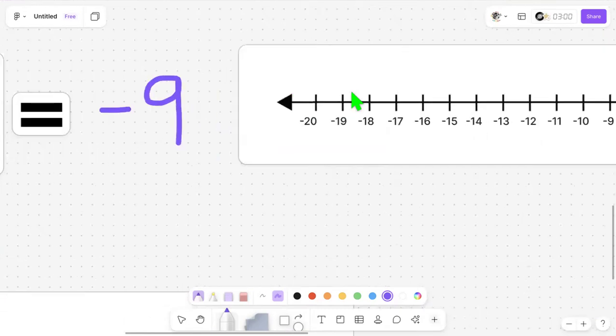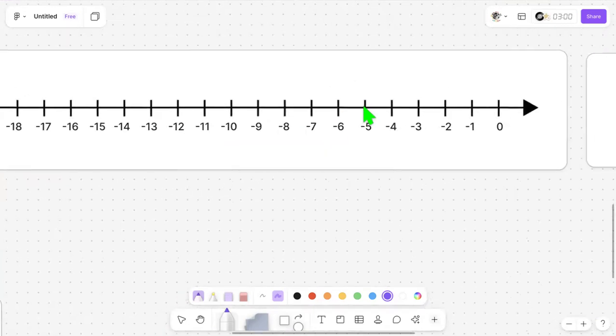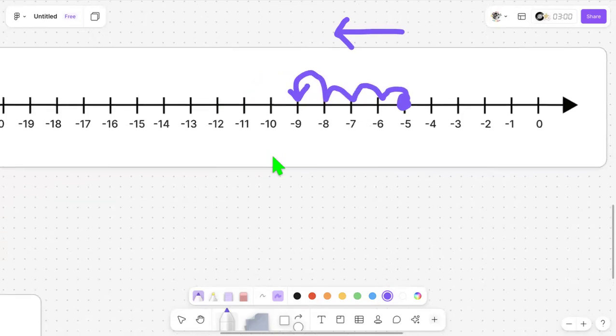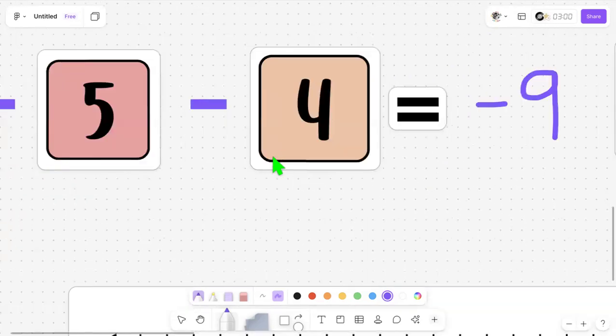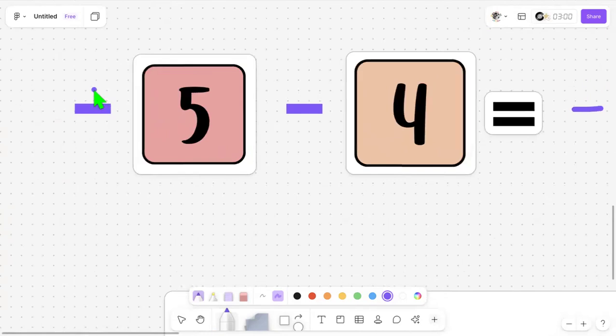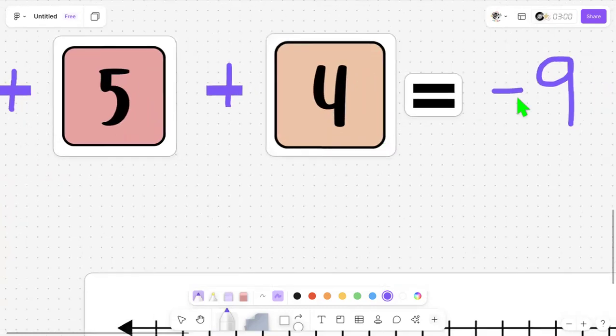So let's make sure that this is correct. I'm going to start at -5 this time. And remember, I need to move 4 spaces to the left. That gives me 1, 2, 3, 4. Brings me to -9.